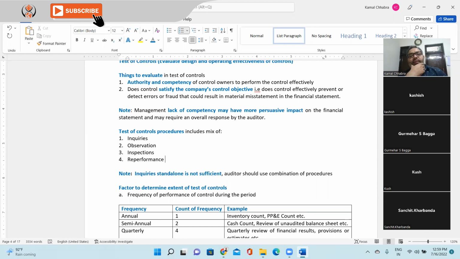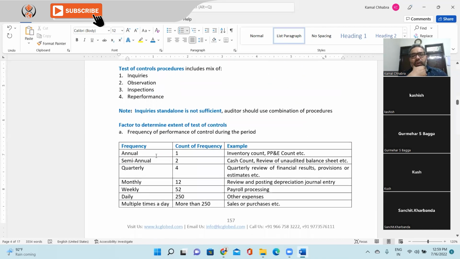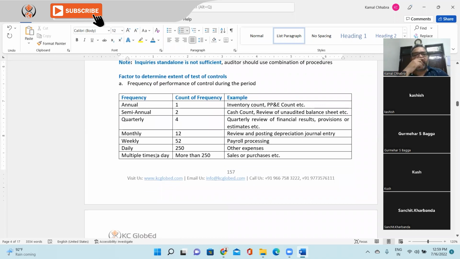So next one is factors to determine the extent of control testing. So how do you determine the number of samples? That is generally based on the frequency of the performance of control during the period, right? So how the frequency has been determined from the audit perspective. Like if some control is performed annually, like inventory count or physical count of PP&E, so that management does once in a year. So the controls which management performs once in a year are called annual controls, right?